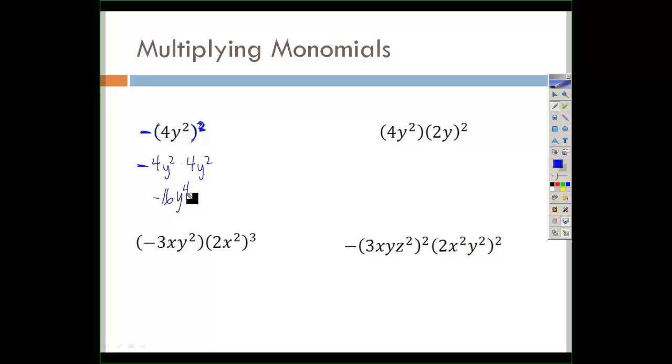One more time. The reason we didn't put negative twice is because this exponent only goes to what's in parentheses. The negative just went straight down. It did not have a second power on it.